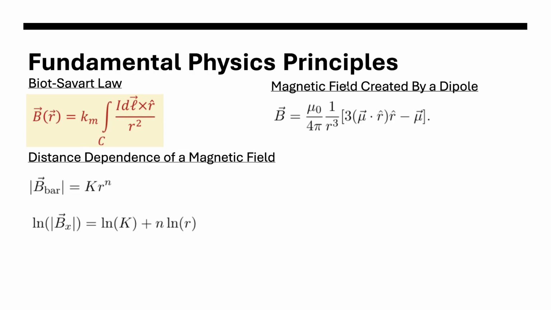And then magnetic field created by a dipole. We are assuming that the bar magnet is a dipole, so this formula is very important in calculating field.